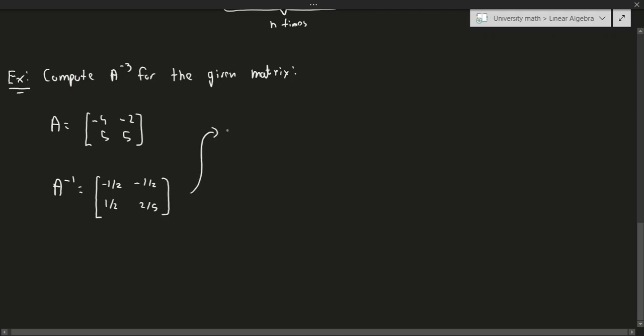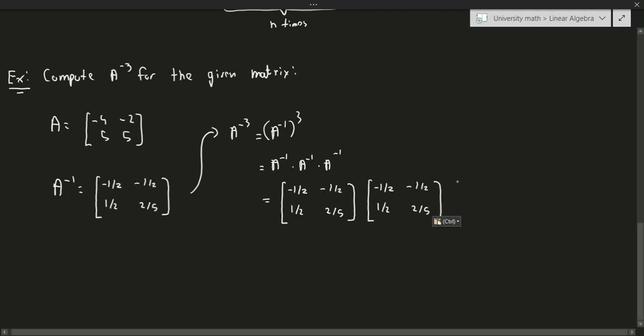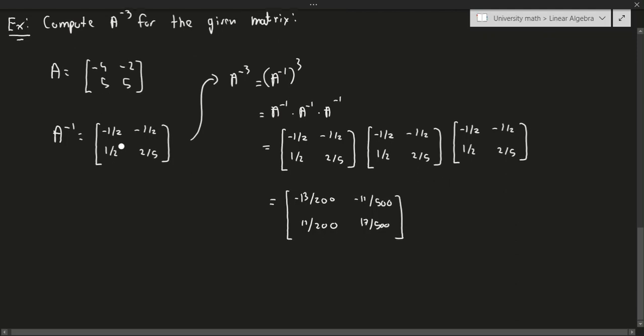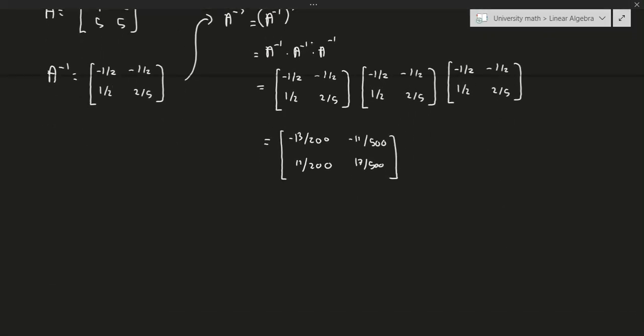So this means, by definition, A to the minus 3 is equal to A inverse to the power of 3, meaning that it is equal to A inverse times A inverse times A inverse. So this matrix multiplied by this matrix multiplied by this matrix. If you go ahead and multiply this out, you'll get the following matrix: minus 13 over 200, 11 over 200, minus 11 over 500, and 17 over 500. Let me go ahead and box that answer.